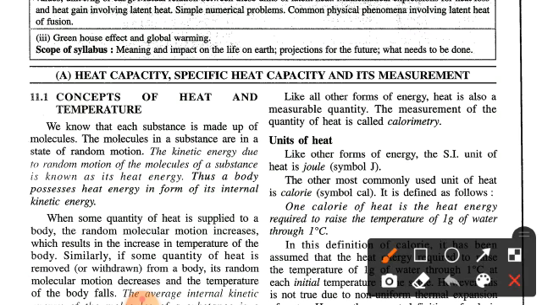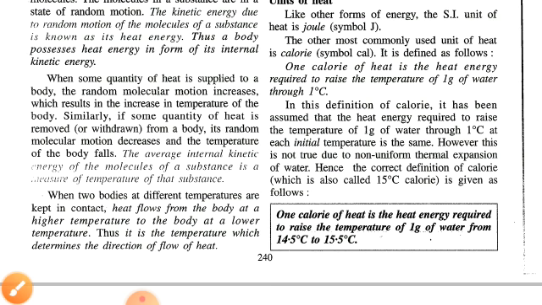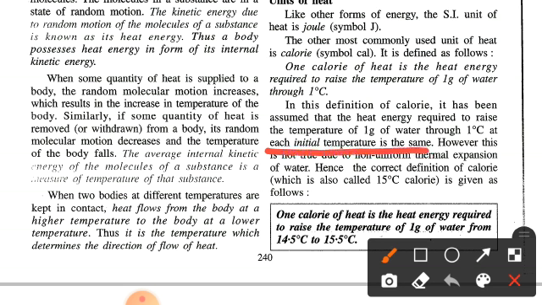1 calorie is the heat energy required to raise the temperature of 1 gram of water through 1 degree Celsius. Means if you take 1 gram of water and you give heat so that its temperature rises by 1 degree Celsius, then you can say that 1 calorie is the heat we have given to the body. So this is the definition of calorie. Clear? Now you can see here, in this definition of calorie, it has been assumed that the heat energy required to raise the temperature of 1 gram of water through 1 degree Celsius at any initial temperature is the same.